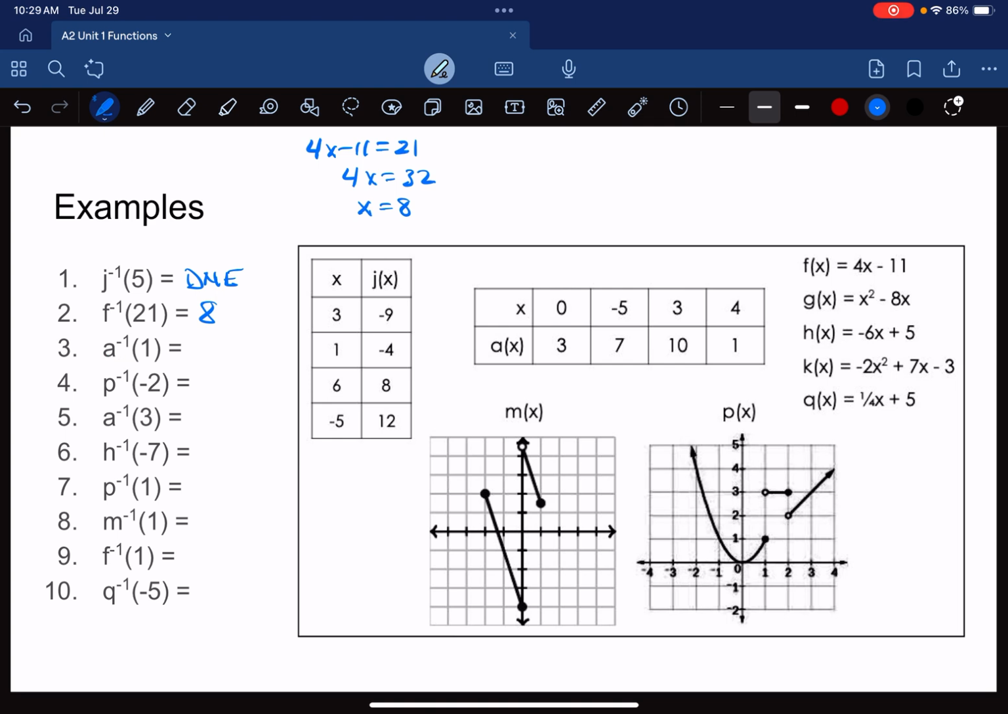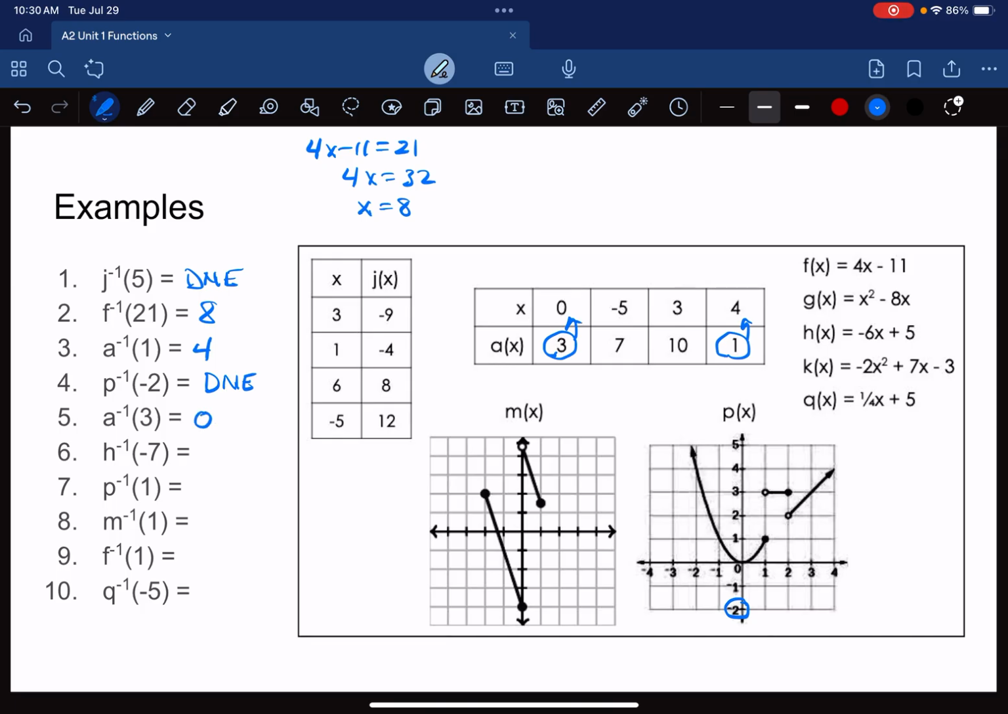Function a inverse of 1. Well, a is this table. So I'm looking in the outputs for 1. There it is. And so the corresponding input is 4. P inverse of negative 2. So if you go to negative 2 on output, you see that there is no corresponding graph at that point. Right? There's no point that has a y-coordinate of negative 2. So this is another does not exist. a inverse of 3. Well, here's 3. And its inverse would be 0.